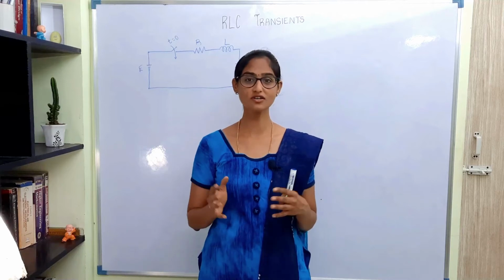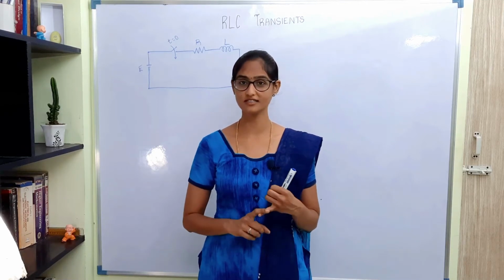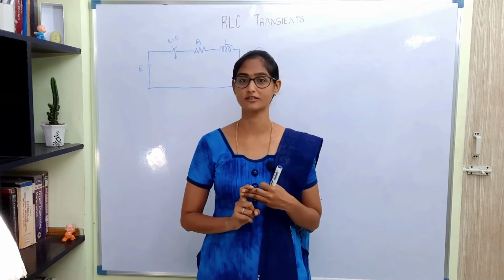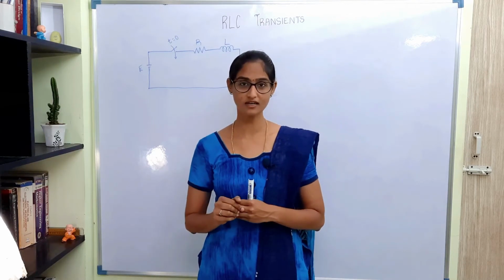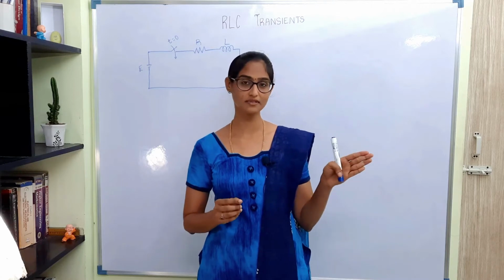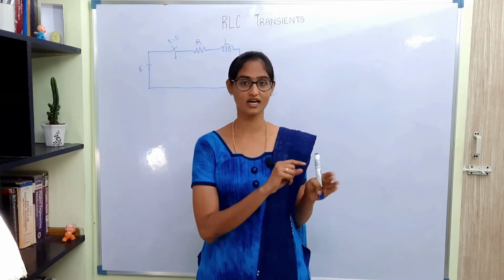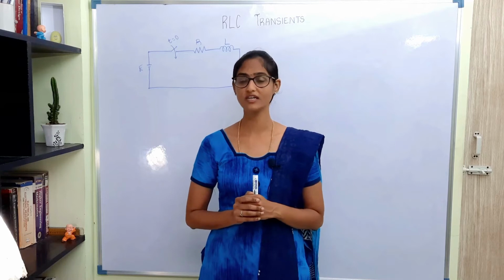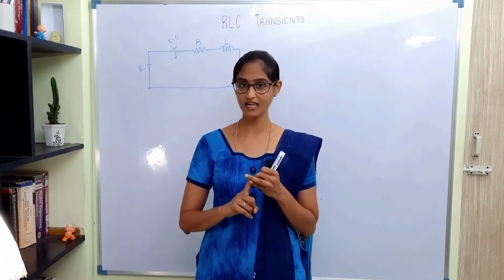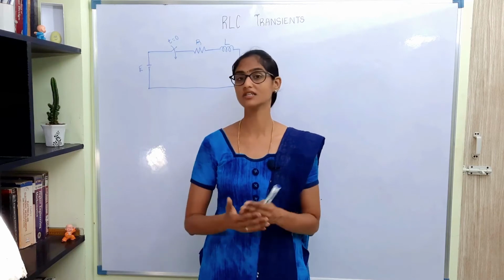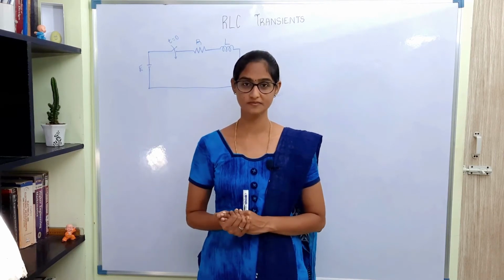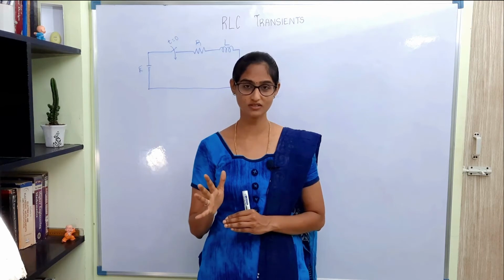What is the time constant of a network if it has a resistor, an inductor as well as a capacitor? When it has only a resistor and an inductor, you know that it is L by R. When it has a resistor and a capacitor, you know it is RC. So, when a network has R, L and C, either in series or in parallel, what is the time constant of it? You have 10 seconds to answer.